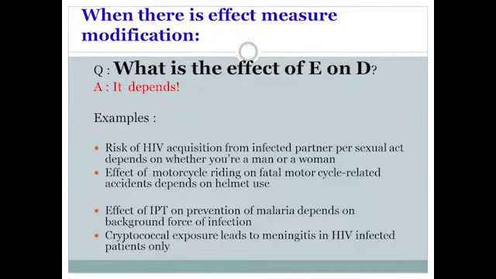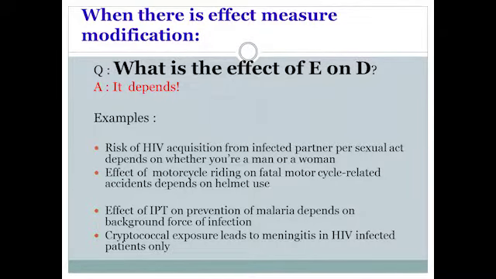Risk of HIV acquisition from an infected partner per sexual act depends on whether you're a man or a woman. Very high risk if you're a woman, because of a higher exposure surface area; very much lower risk if you're a man. So the effect cannot be uniform in people. And before someone gives you an answer, they ask whether you are asking about a male population or a female population. Then I'll tell you that the risk is high or low, because there is a phenomenon operating there to influence risk of HIV acquisition per sexual contact.